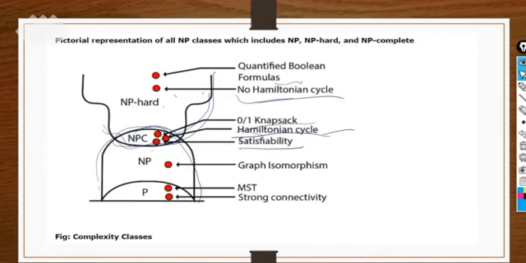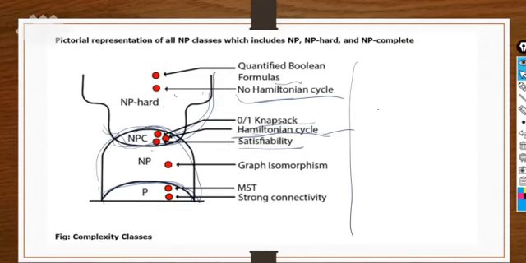In NP, there is graph isomorphism. P is a subset of NP here. So MST, minimum spanning tree, and connectivity, these types of problems come into the category of the P class. So easy problems that can be solved in polynomial time come here in the P class. One more interesting diagram is there.